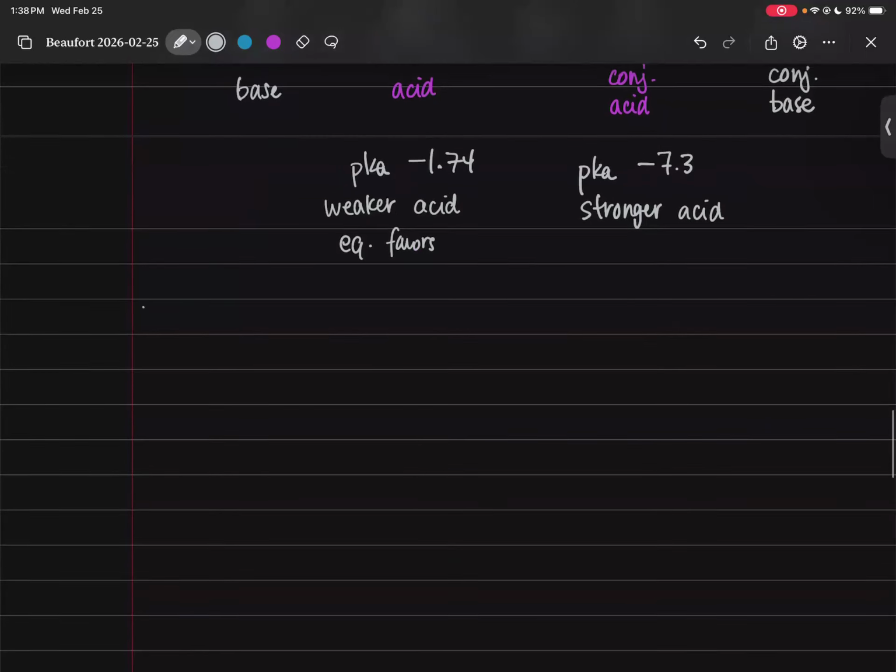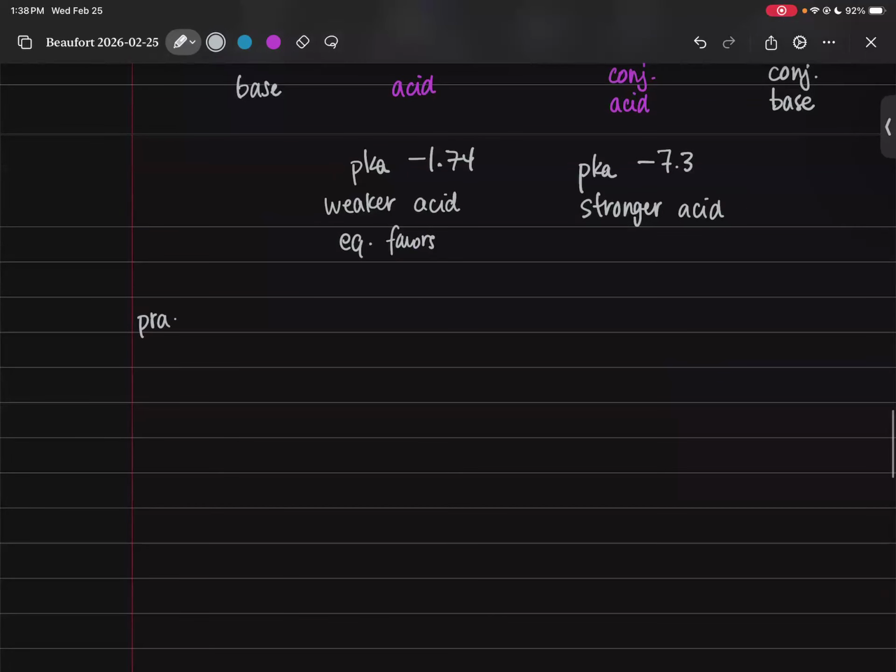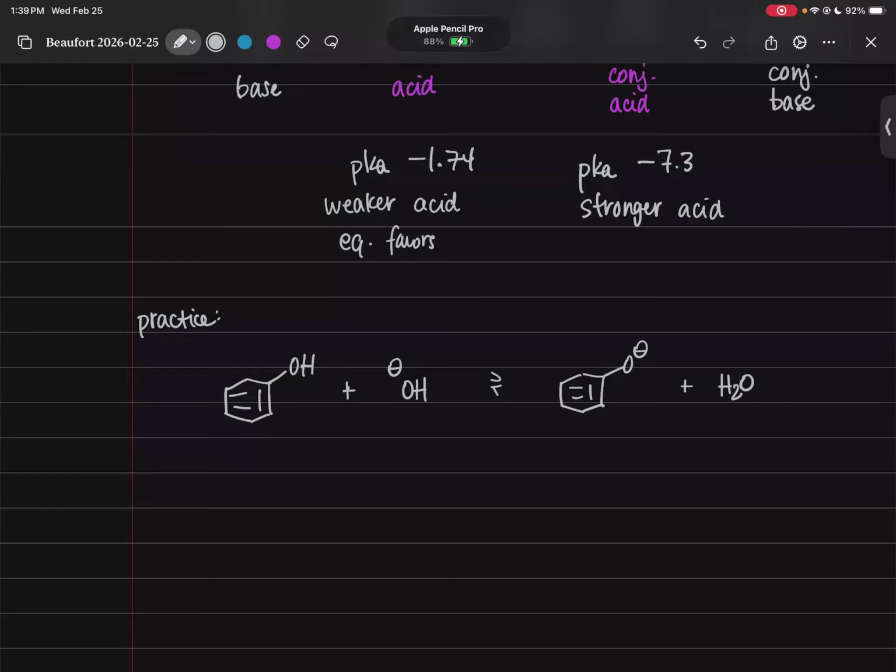Okay, let's do an example. Okay, so tell me, or fix the equilibrium arrow to show which direction that reaction will want to go.